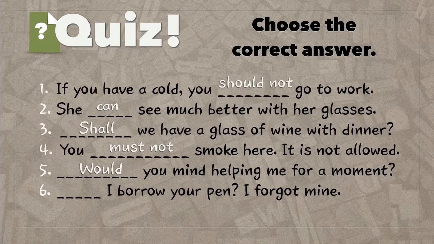5, would you mind helping me for a moment? It's a polite request. And 6, may I borrow your pen? I forgot mine. Or, can I borrow your pen? I forgot mine. That works too.